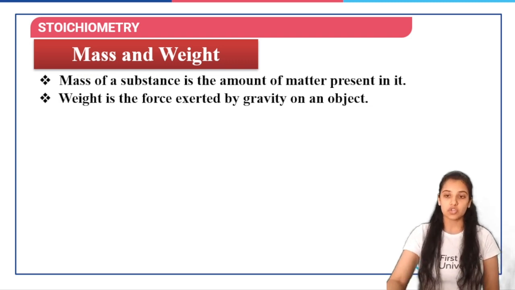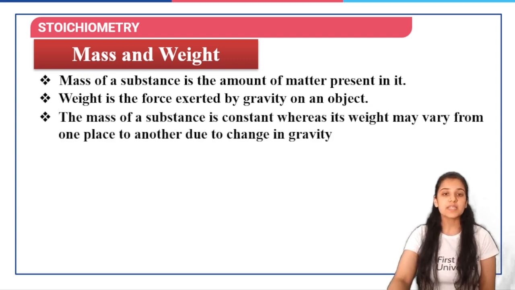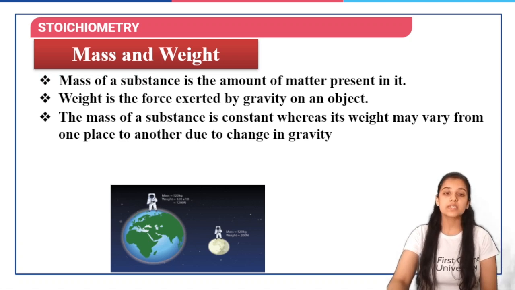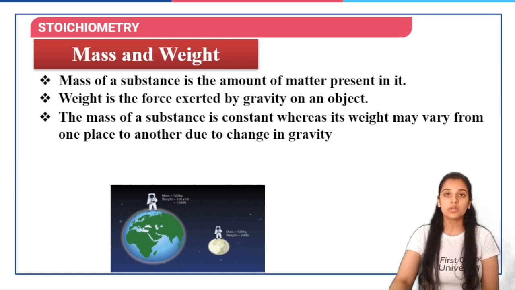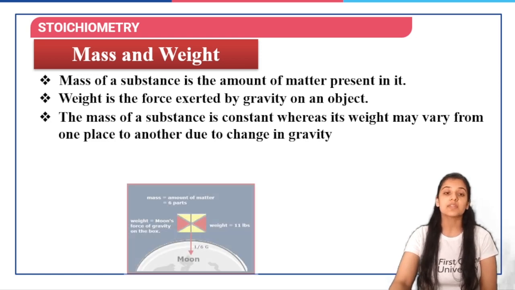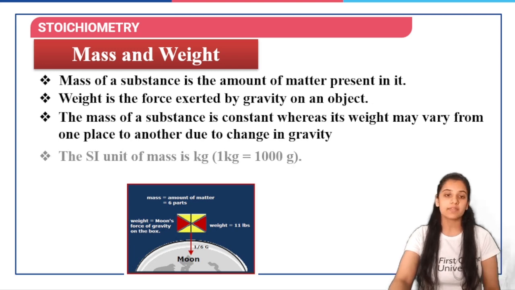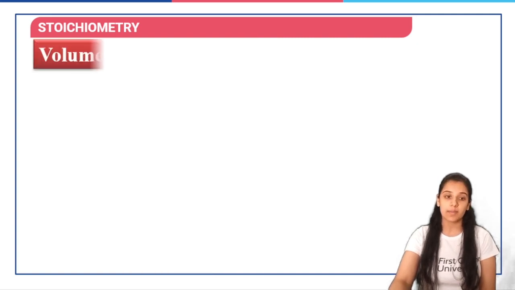and therefore the weight of the object will also change. The mass of a substance is constant, whereas its weight may vary from one place to another due to change in gravity that I've just told you. So a man who is standing on the moon and a man who is standing on Earth will have different weights but will have the same mass. The gravitational pull experienced on the moon is 1/6 of the gravitational pull experienced on Earth. Again, this is just additional information. The SI unit of mass is kilograms, kg, that is equal to 1000 grams.